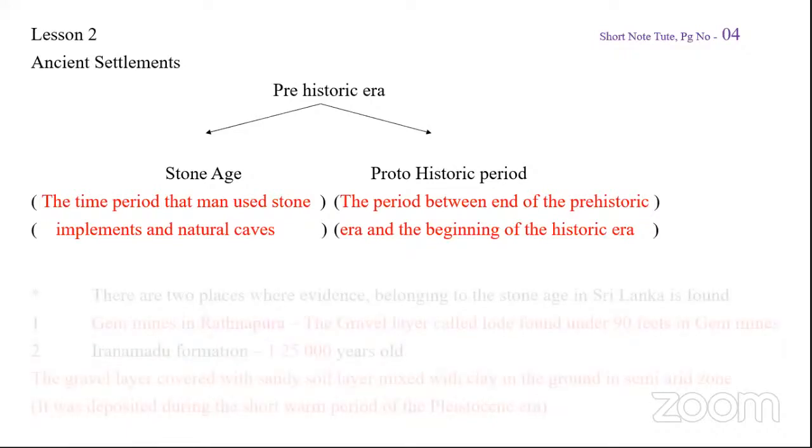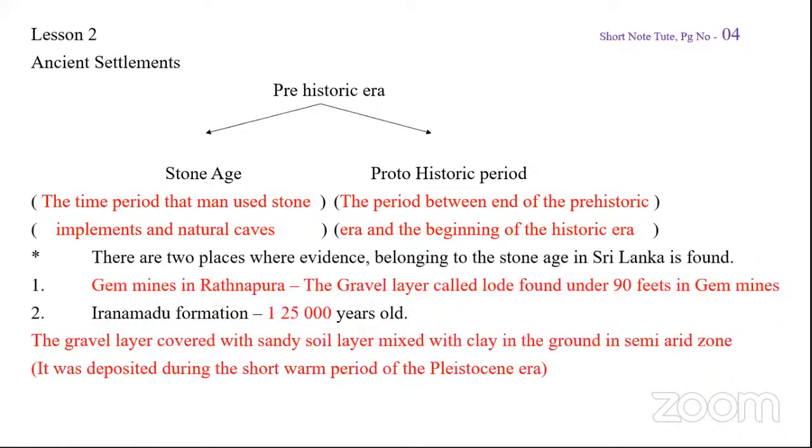So then when we come to the evidences, there are two places where evidences belonging to the Stone Age in Sri Lanka are found. In Sri Lanka, our people also spent that Stone Age. So evidences are found from two places. What are the two places? The first place was the gem mines in Ratnapura. You know that the Balangoda region, Ratnapura region, was the region where the Stone Age man of Sri Lanka was living.